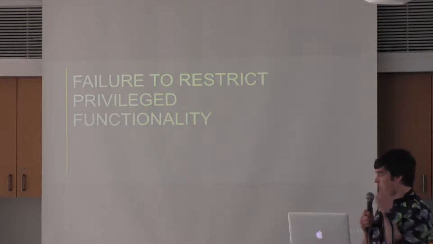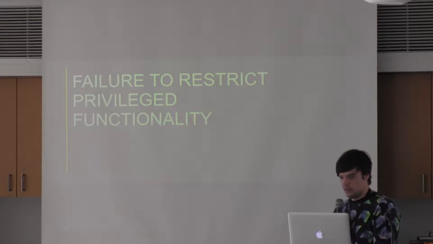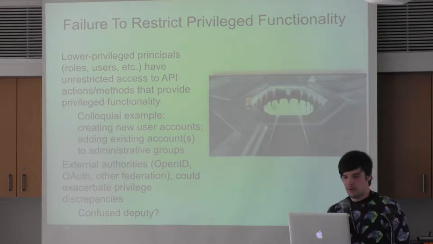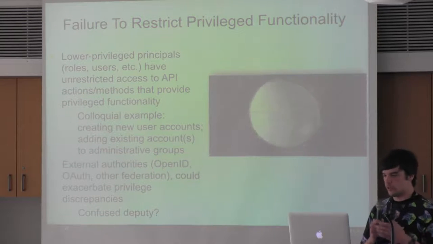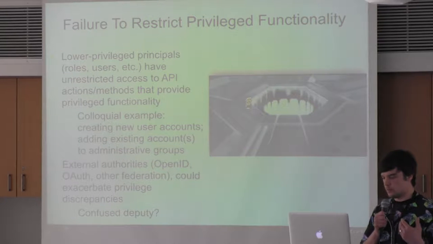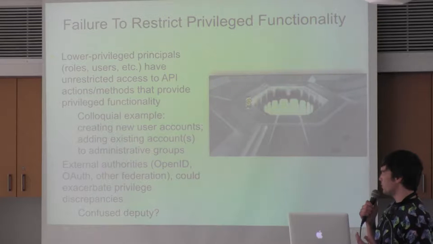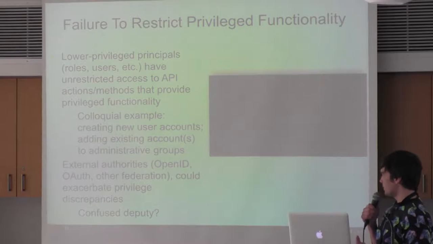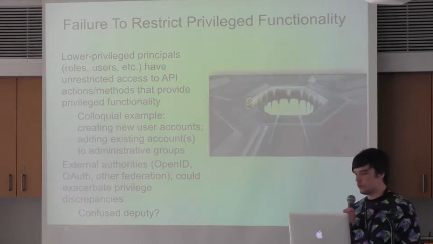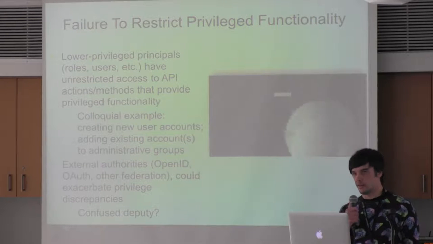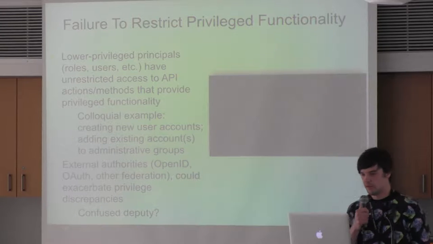I couldn't come up with a good title for this one, but I called it Failure to Restrict Privileged Functionality. So in the case where you have a method or some sort of functionality that is privileged but unrestricted to lower privileged users, such as destroying the Death Star, that would be awful. A colloquial example: creating a new user account as not an admin, or not a role that should have that.